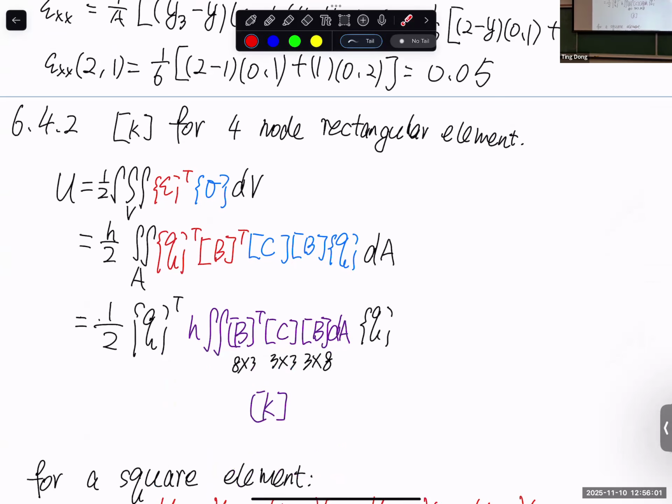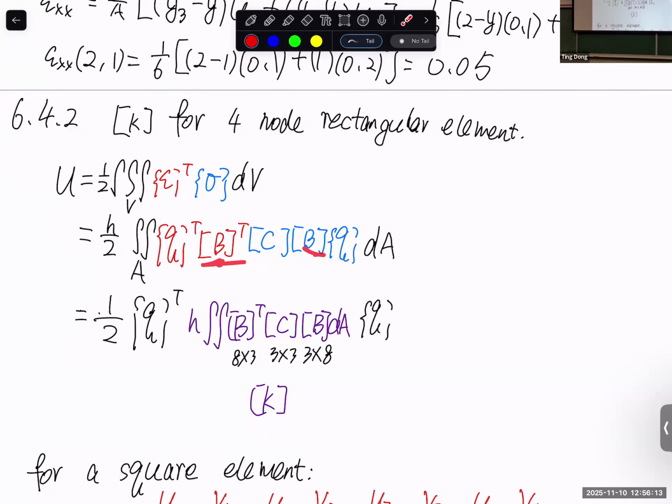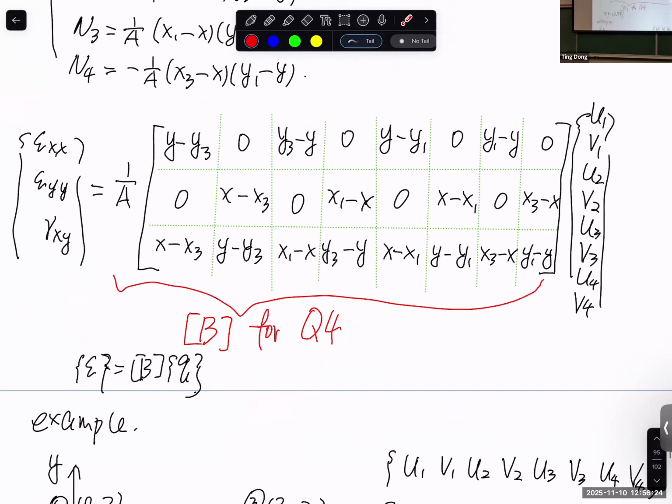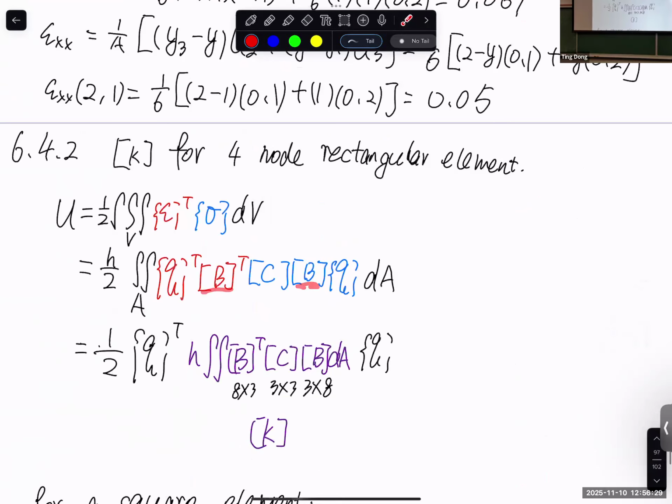After interpolation, similar to what we did in the previous chapter, we need to figure out K. And K here is a little more complicated than for the CST element because now the B matrix is not constant anymore. So we cannot simply take the integration as A times a constant, because this is a function of x and y, and this is a function of x and y. They do contain the variables x and y. So what we need to do is B transpose times C times B, and then you have an 8 by 8 matrix, and for each component, you do the integration over A.